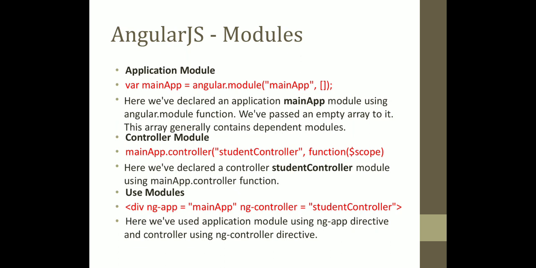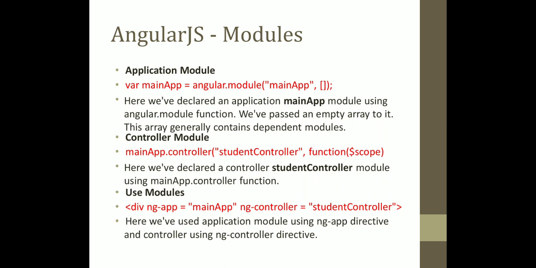So the application module, how it is defined: the variable mainApp, where mainApp equals to angular.module('mainApp', []) with empty brackets. Here we have declared an application mainApp.